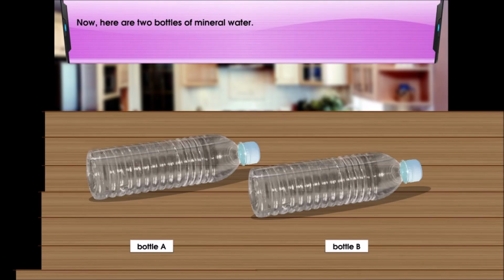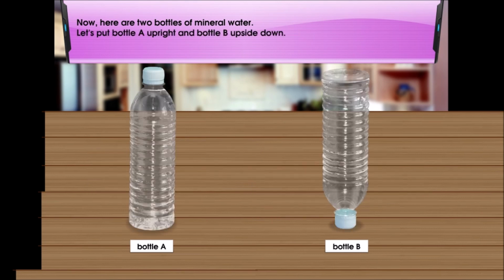Now, here are two bottles of mineral water. Let's put bottle A upright and bottle B upside down. Which bottle is more stable now? Click on the correct bottle.